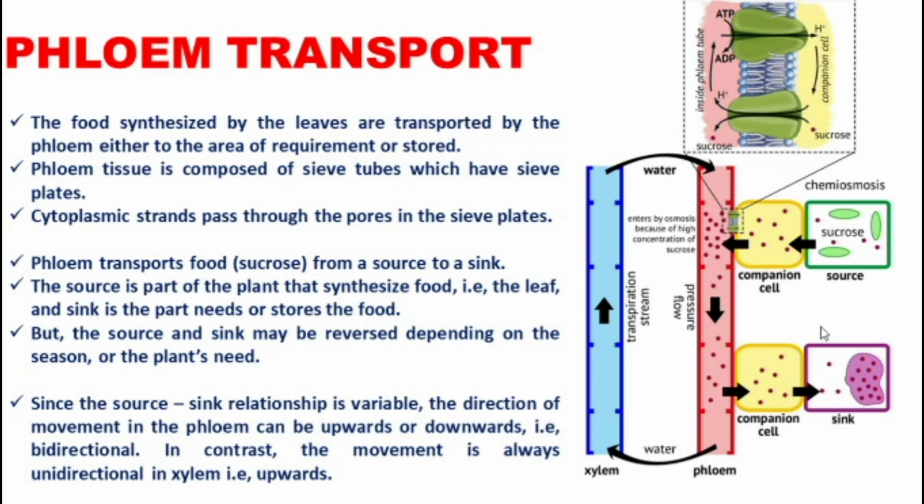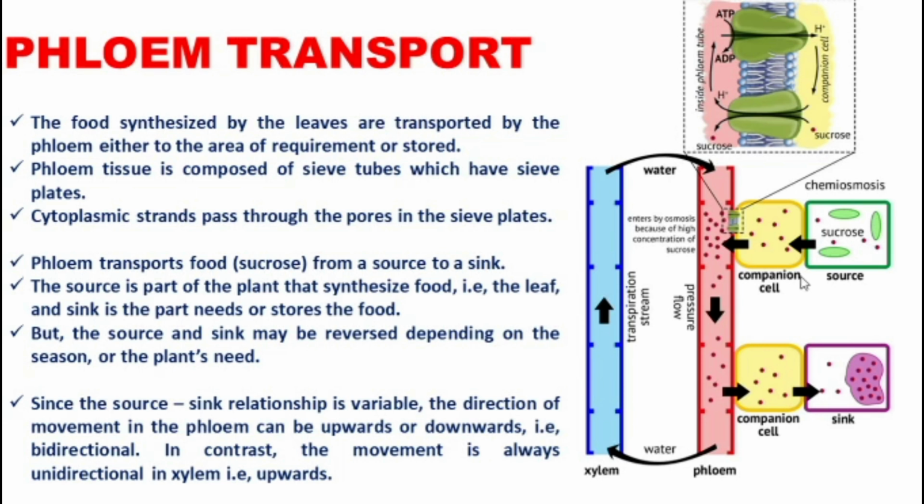Phloem tissue is composed of sieve tubes which have sieve plates. The cytoplasmic strand passes through the pores in the sieve plates. Phloem transports food, that is sucrose, from the source to a sink. Here, the source is a place where the food substances are prepared, that is where photosynthesis is carried out. It is in the leaves.